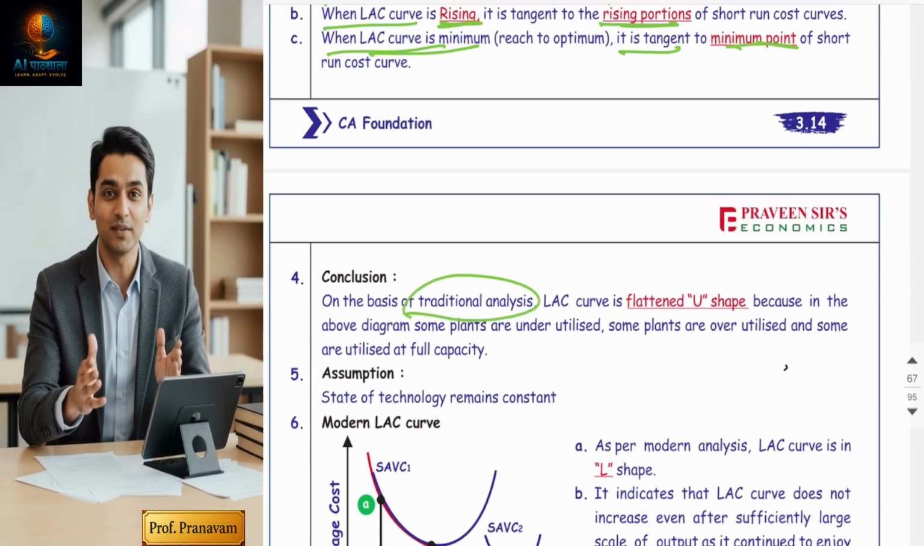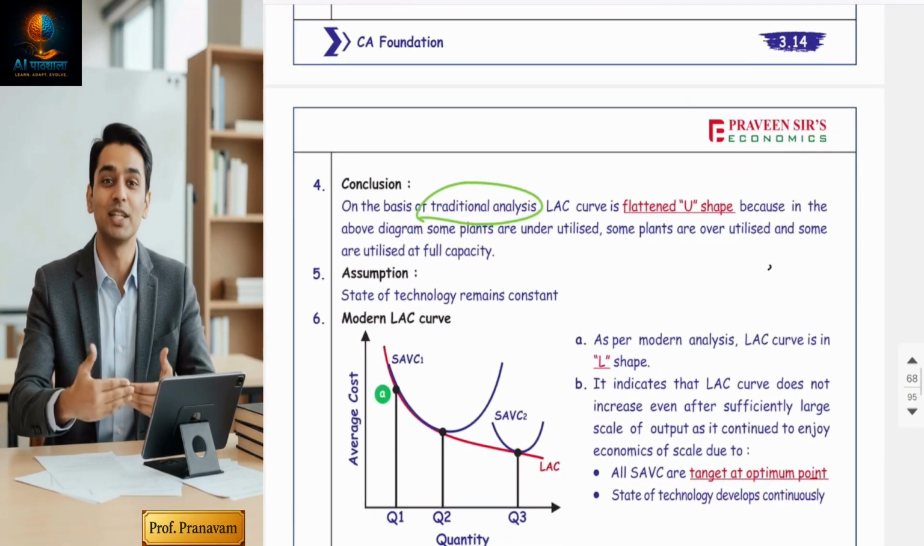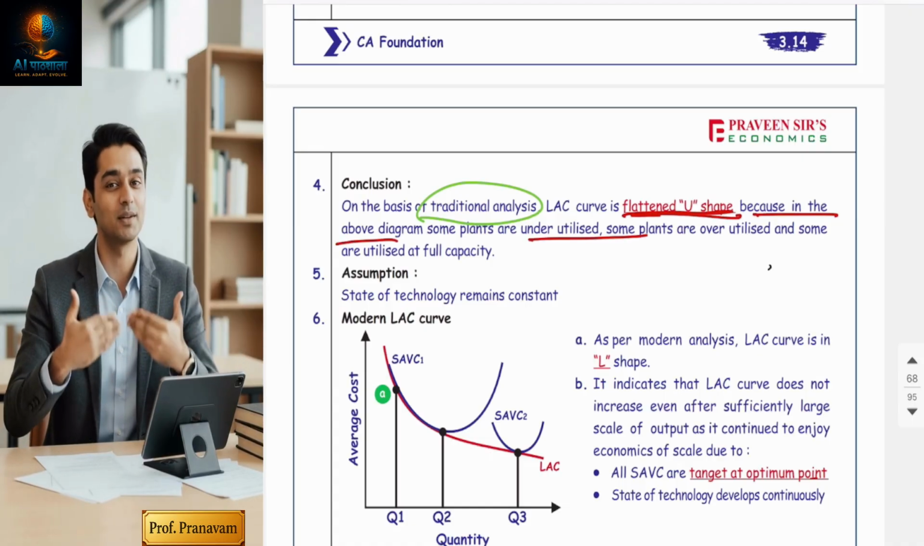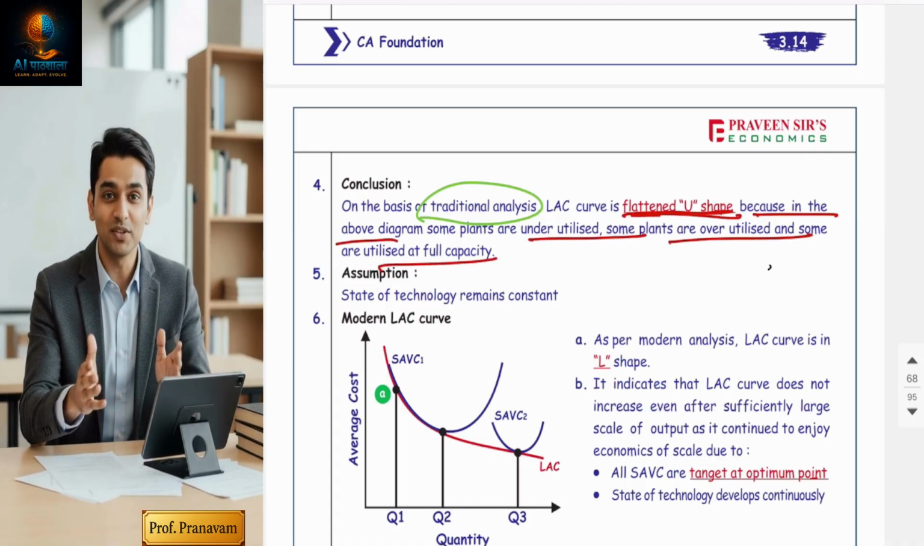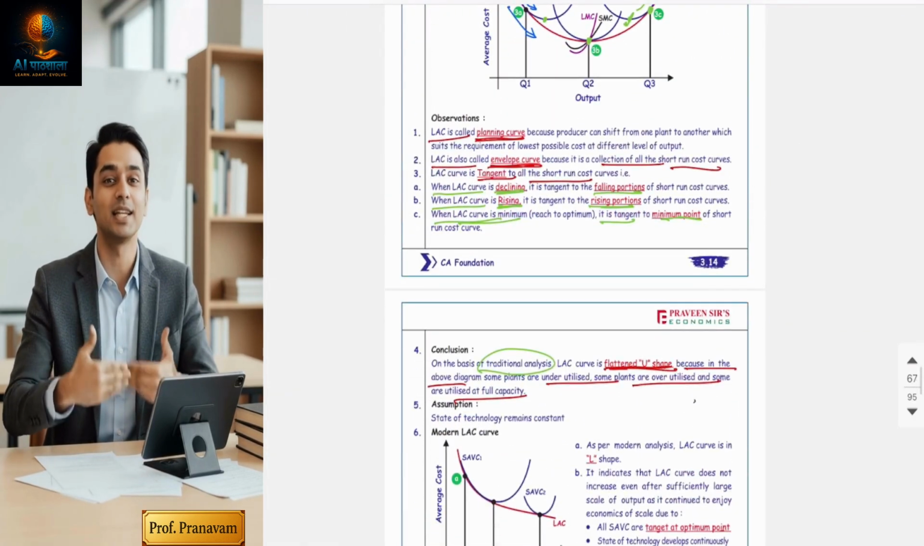Now, your LAVC curve is also a U shape. Am I correct? Your LAVC curve is a flattened U shape because in the above diagram, some plants are underutilized, overutilized, and some are using full capacity. Hope you understood, guys. Yes, sir.